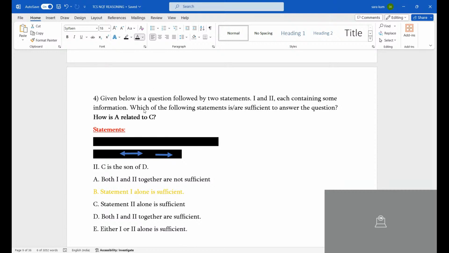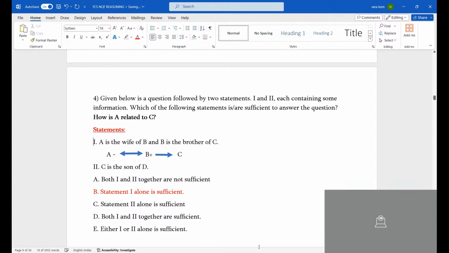Right? So any doubts in this? If you have any doubts, please do ask. If not, we'll move on to the next question. We'll try the next reasoning question.